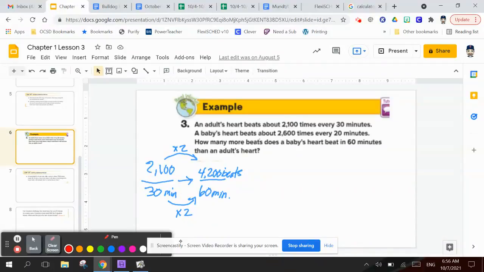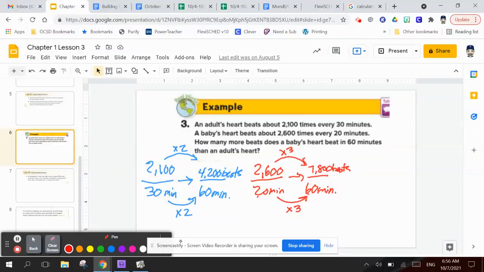Now, if we're looking at a baby's heartbeat, that's 2,600 per 20 minutes. How many would that be in 60 minutes? Well, again, what can I multiply by 20 to get 60? What can I multiply by 2 to get 6? That's 3. So then I multiply my numerator by 3. And when I do that, I get 7,800 beats.